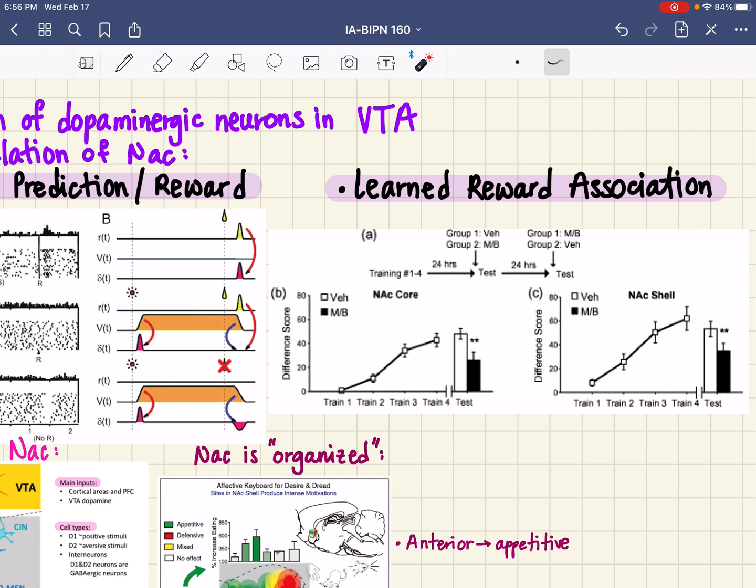Okay, so again, if you're following the theme of the class, if you lesion an area or inhibit an area of the brain and the function declines, it means that that area of the brain, in this case the nucleus accumbens, which receives dopaminergic neurons from the VTA, is needed for the mouse to be able to do a learned task.